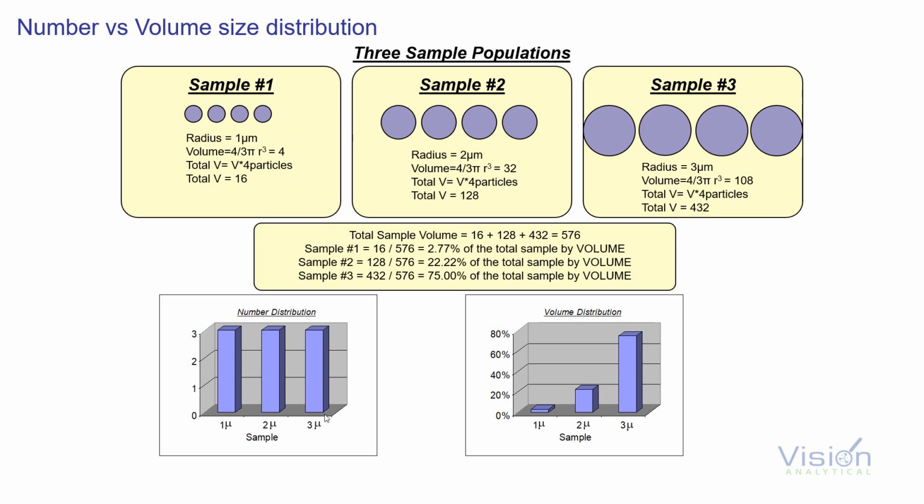However, when you look at a volume weighted distribution, the volume weighted distribution will be a 16 here, a 128 here, and a 432 here. So the volume weighted distribution will actually look at the reporting based on volume. This is very useful, especially when you're looking at agglomerates in samples. So both are very important, as we'll see in the next slide.